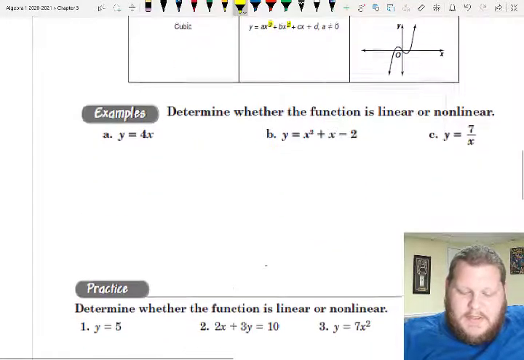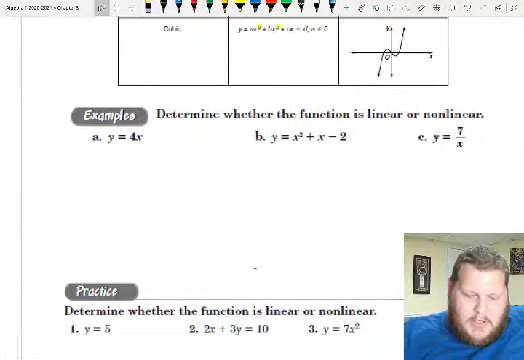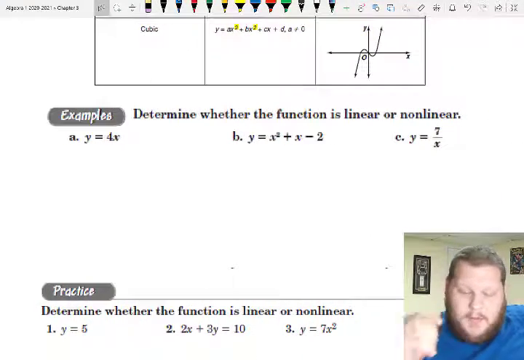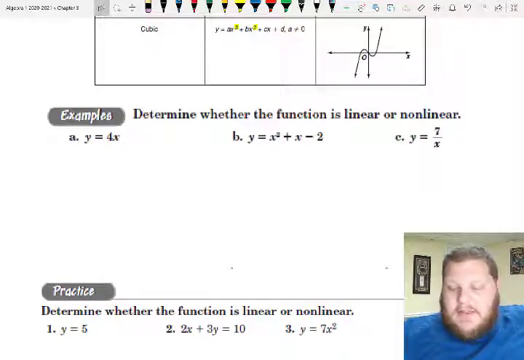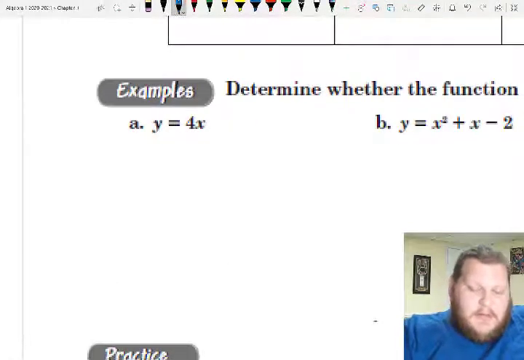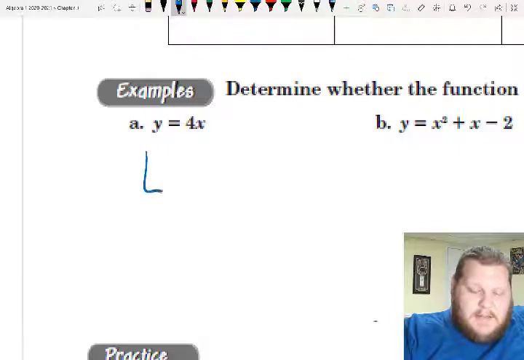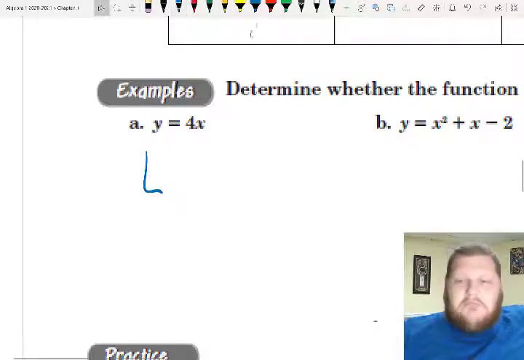So let's take a look at a couple of these. For these examples, A, B, and C, we're asked to just identify whether this is linear or nonlinear just from the equation. And again, we're looking at, is this just regular x to the first power, nothing else funky happening? With number A, y equals 4x, yes, this is linear. I'm just going to write L, linear.